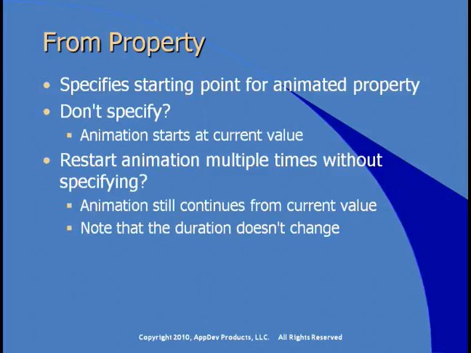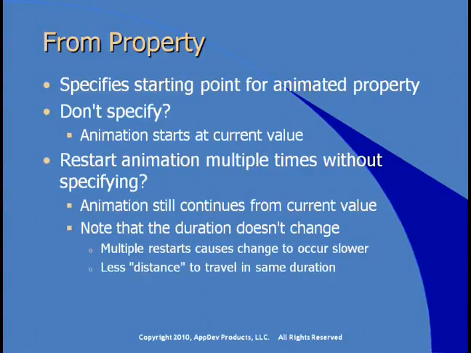So if you had a button animated to go from, say, a width of 100 to a width of 300, and you didn't specify the beginning location, the beginning size. So originally, you were moving 200 pixels over a period of time. But now if you start in the middle, now maybe you're only moving 50 pixels over that same duration of time. Since the duration doesn't change, the animation appears to be going slower. You just have to be aware of that. Multiple restarts will cause the change to occur slower because there's a shorter distance over which to travel in the same duration.